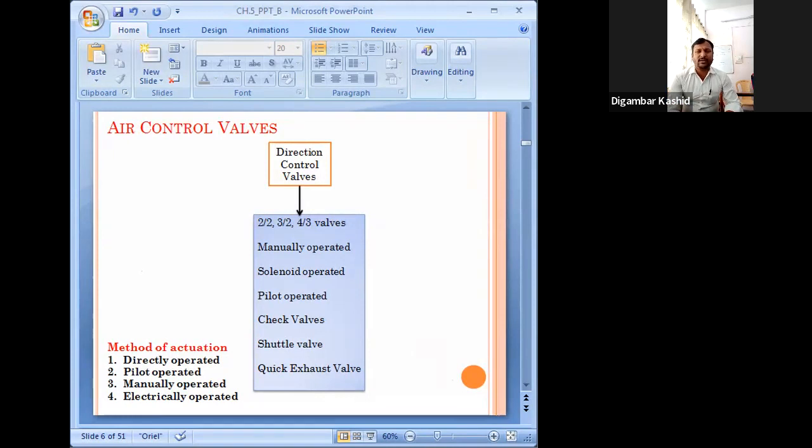Again, these valves can be further divided depending on the method of actuation. That means the 2 by 2 direction control valve can be manual operated, that means push button and other things; solenoid operated, that is electrical operated; then pilot operated. Pilot means we have to take oil to operate the valve. Along with this 2 by 2, 3 by 2, 4 by 3 direction control, we have the check valve, shuttle valve, and quick exhaust valve. In detail we will discuss further.